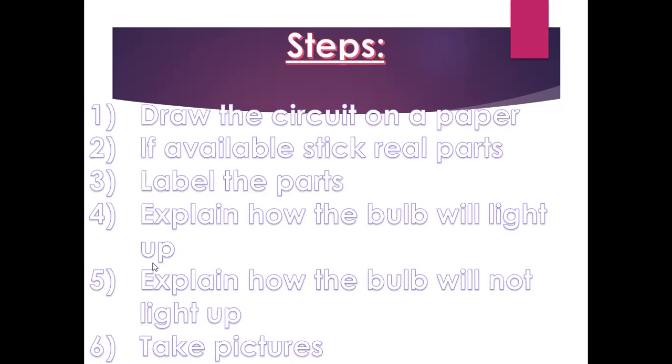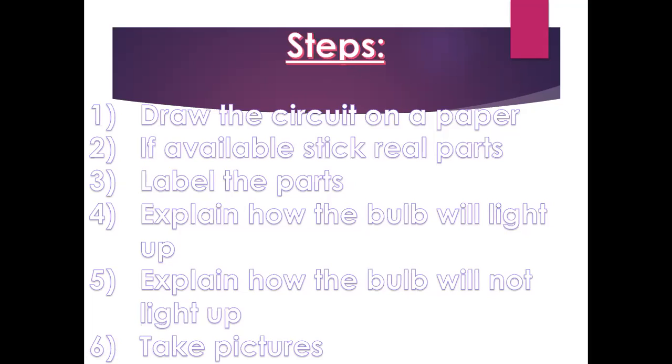Number 4, what are you going to do? You will explain on the paper how the bulb will light up. How are you going to explain? Just write for me that you will put the battery and then you will put the switch on and then the bulb will light up. Number 5, you will explain to me how the bulb will not light up. How? For example, if you turn the switch off. For example, if you don't have a battery. For example, if you don't have a wire or your wire is cut, that's why the bulb will not light up.